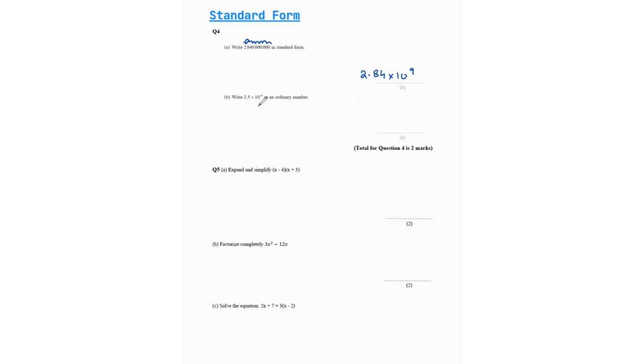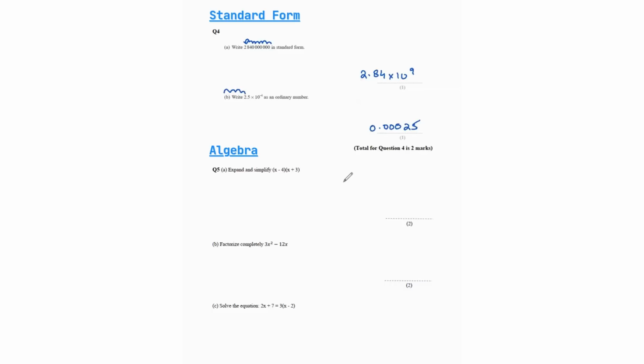Then it says write 2.5 times 10 to the power of -4 as an ordinary number. So initially in part A, they gave us the number as an ordinary number and they wanted us to convert it into standard form. Now they want us to do the opposite thing. They gave standard form and they want the ordinary number. So 2.5 times 10 to the power of -4 would be us moving the decimal 4 places to the left-hand side. So that's 0.00025. That's your answer.